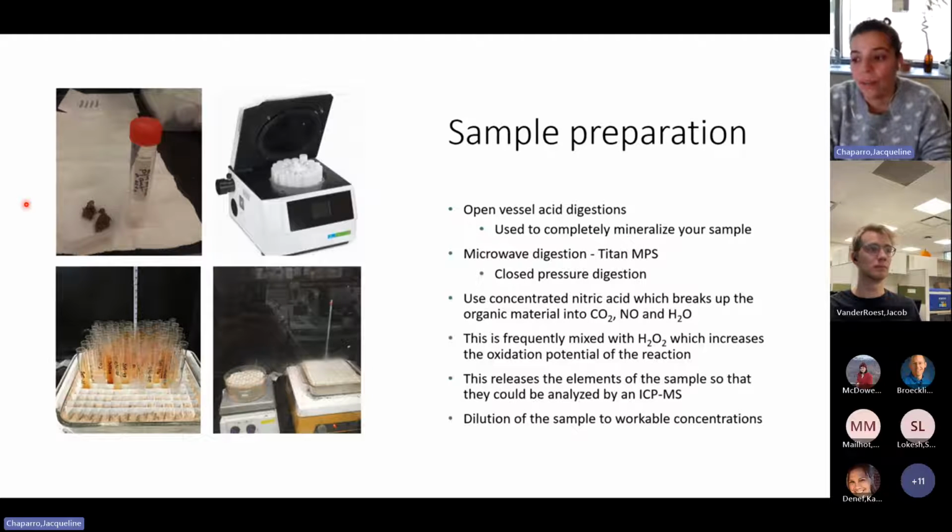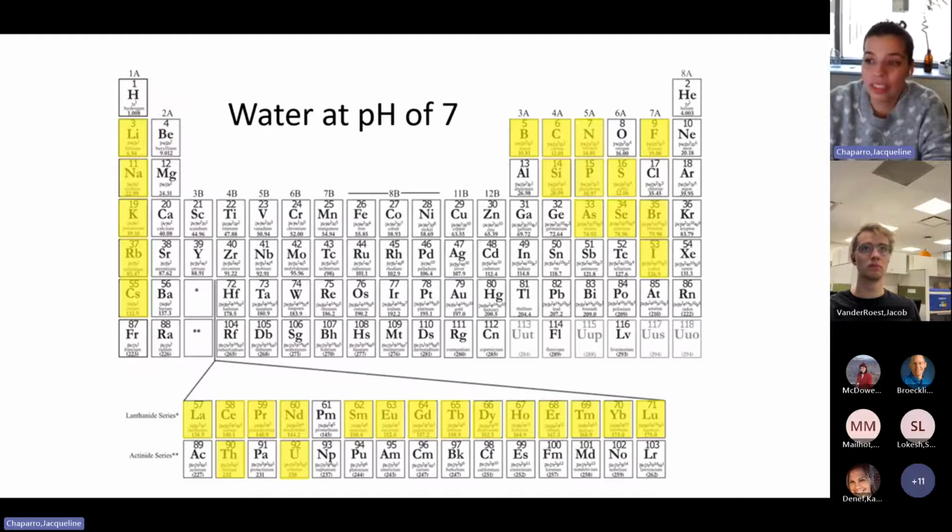Depending on what elements you want to measure, you might have to use a small amount of different acids to help in this digestion. For example, a lot of people are interested in analyzing water, but you need to stabilize water with a little bit of nitric acid, because as you can see here, only the elements in yellow are stable in water to be able to be measured by ICP-MS.